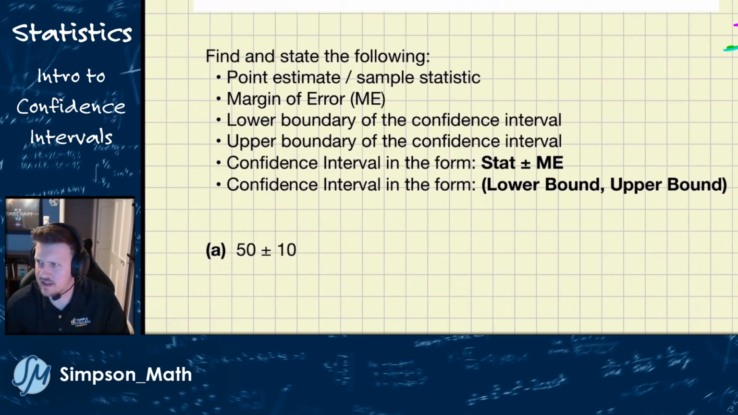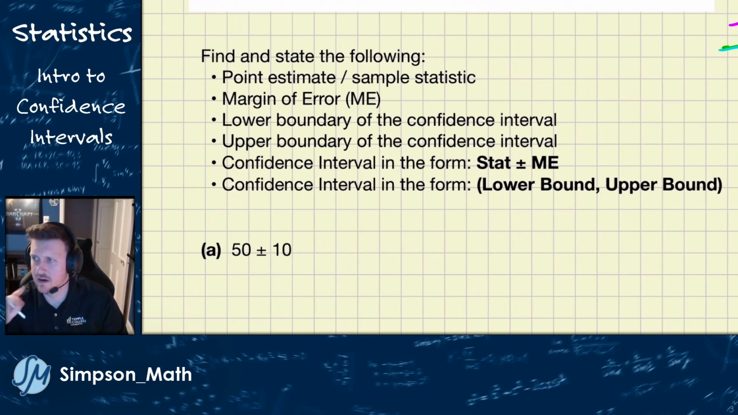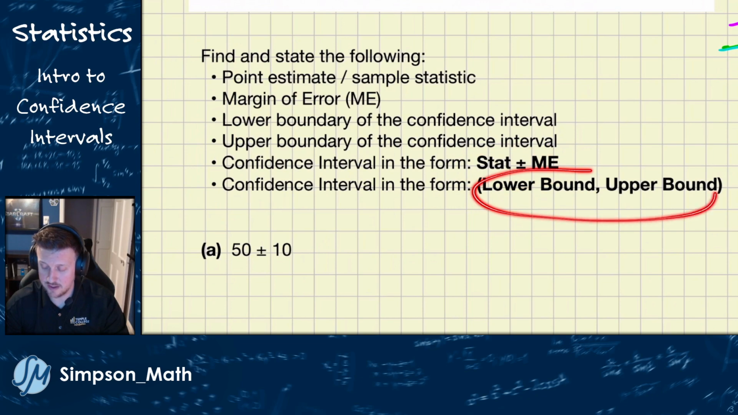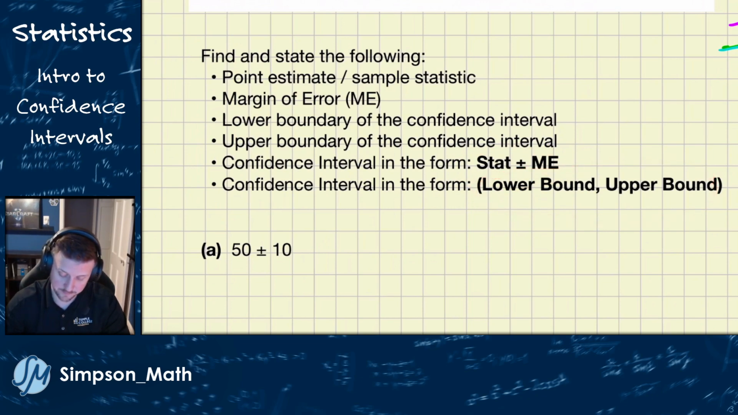All right, I have several questions that I'm going to go through a lot faster, and there's a bit of redundancy here. I'm going to give you a description of a confidence interval in some form. Basically, it's in one of these forms, and you want to be able to find all the others. So what's the point estimate or the sample stat? What's the number in the middle? What's the margin of error? What's the lower boundary? What's the upper boundary? And then to be able to write it in both forms: our stat plus or minus our margin of error, and then our lower bound, comma, the upper bound.